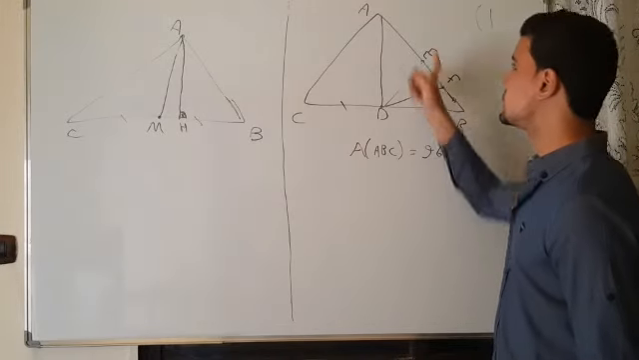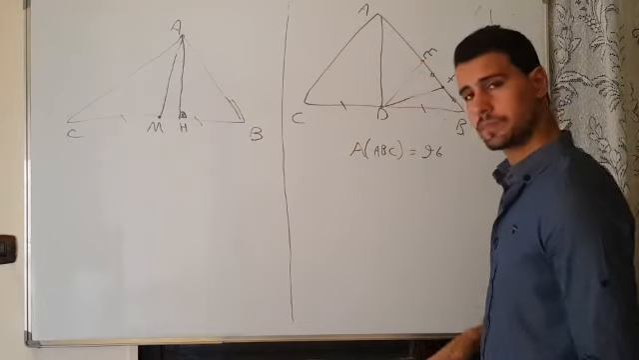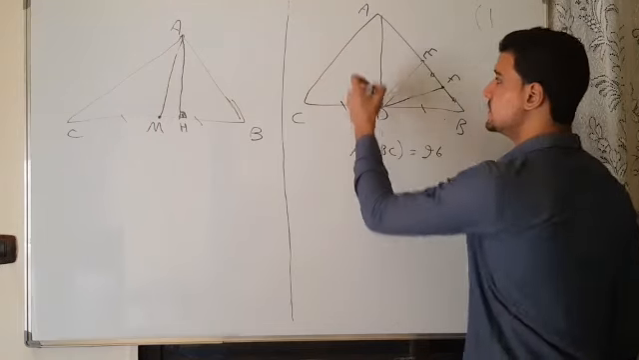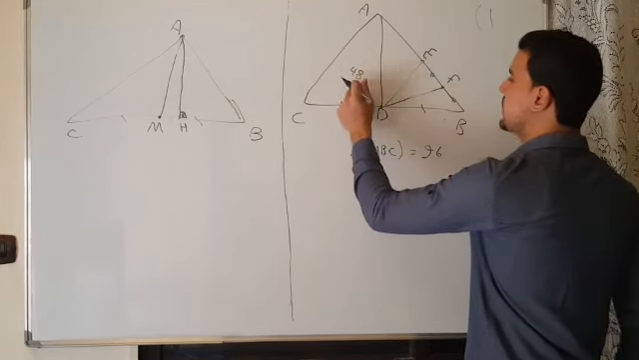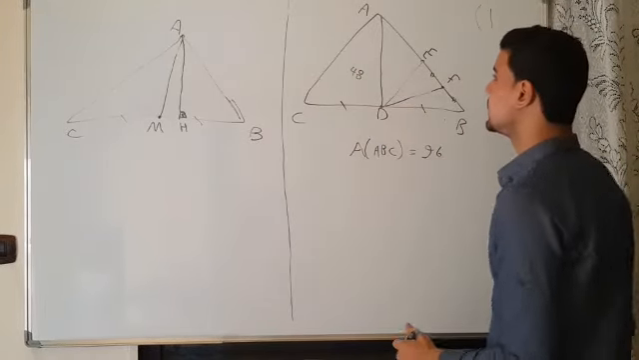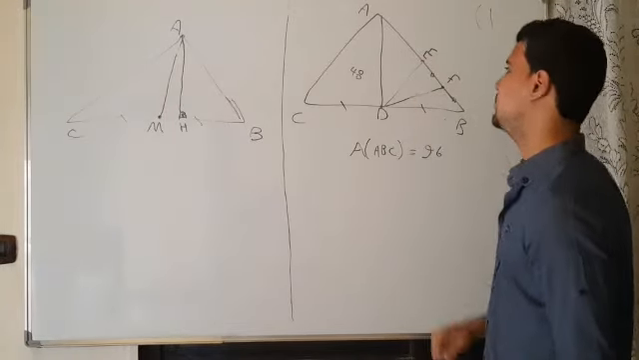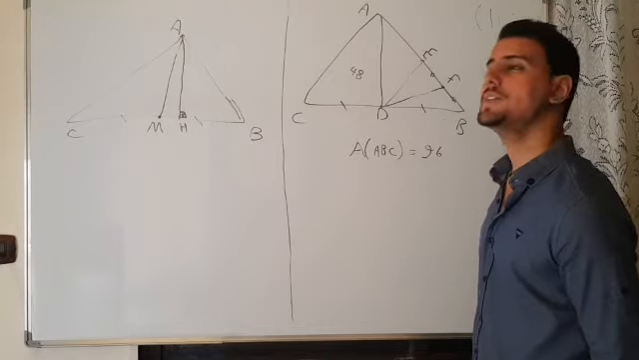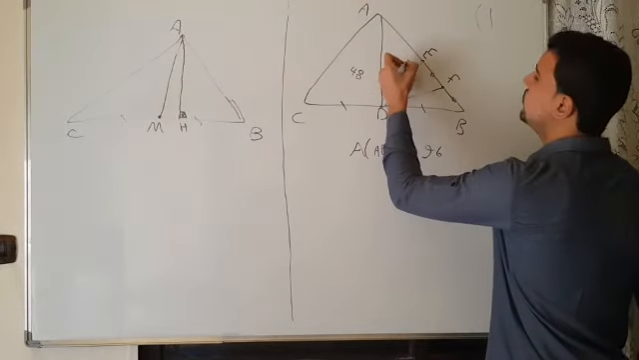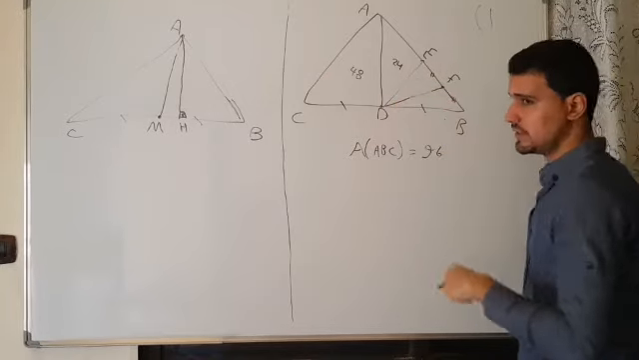Starting with the area of ABC. The whole ABC is 96. So ADB is, yes, half of it, which means 48. And ADC should also be 48, right? And before I write it, I can notice that E is also the midpoint of AB. What does that mean? Yes, it means that E also cuts the area in half. So we have here 24 and DEB is 24.